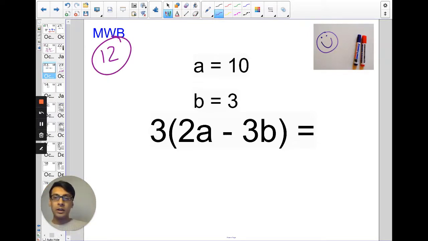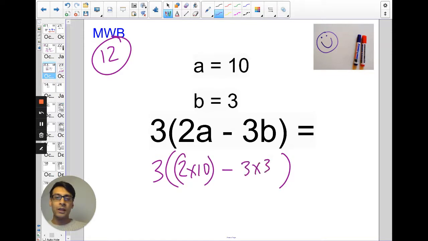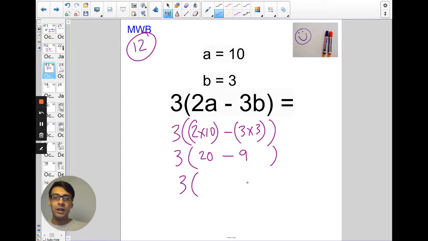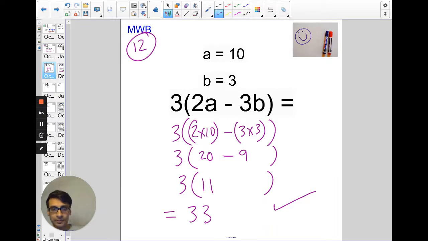Okay, now I'm going to go through this. So hopefully you have an answer. It's going to be 3 brackets 2 times 10 take away 3 times 3. That then becomes 3 brackets 20 take away 9, and then that becomes 3 brackets, well, 20 minus 9 is 11. 3 times 11 is 33. Give yourself a tick if you got that correct.